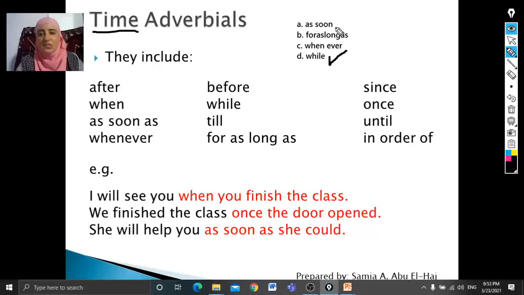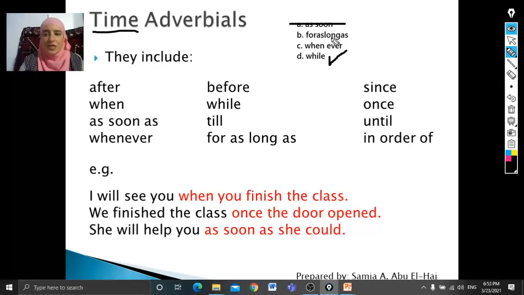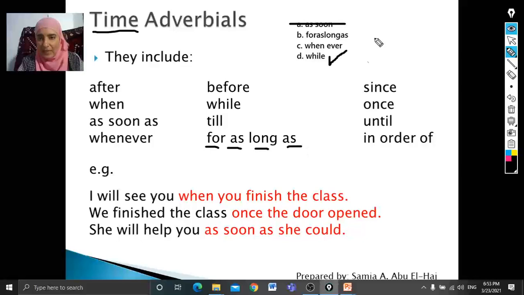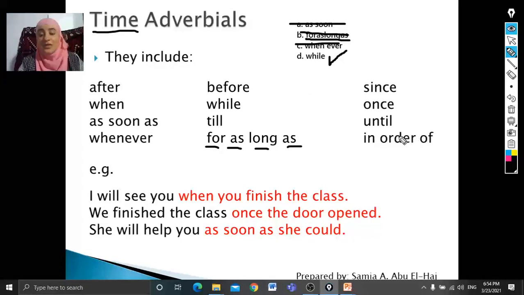Here we have as soon, we need as, no as, this is wrong. Here for as long as, okay, it's correct, but look how we write it. We write for as long as separately, but here no spaces, so it is wrong. Okay, whenever, we write whenever one word, but here it is two words, so it is wrong. In order of, it has to be also in order of. If I have in order from or in order for, that's wrong. Okay, it's not time adverbial. So this is how it comes in the exam.